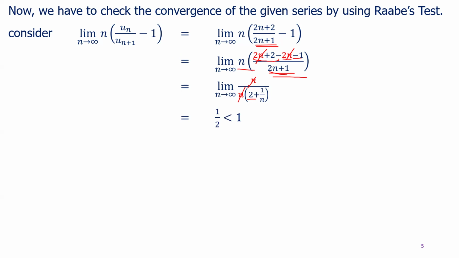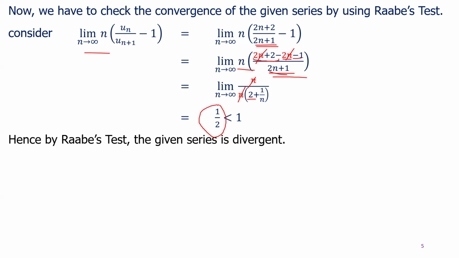So since the limit of n times (un upon un plus 1 minus 1), when n tends to infinity, is 1 by 2, which is less than 1, hence by Raabe's test, the given series is divergent. Thank you.